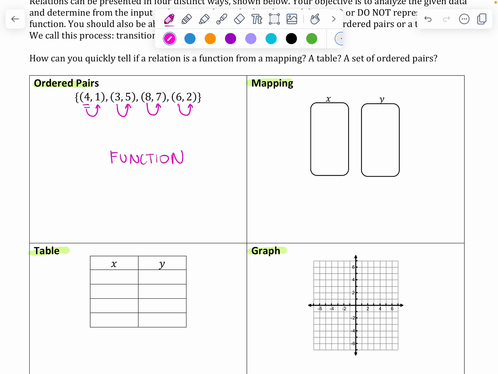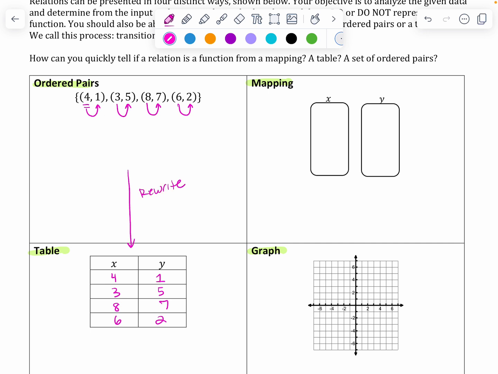Now, let's just say I was confused and I was like, I'm not really sure if it's a function or not, but I like tables. So a table, I can just take all the x's. So the first x I see is I have a 4. 4 gives me 1. 3 gives me 5. 8 gives me 7. 6 gives me 2. So I can rewrite from a set of ordered pairs into a table.